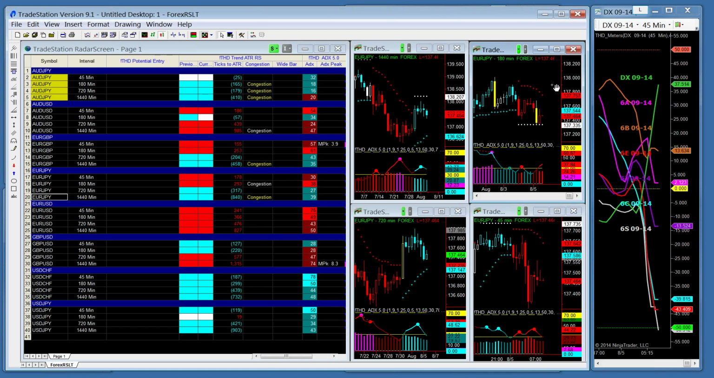Now, I don't like TradeStation Forex volume. I love the radar screen, but I don't like the volume in Forex. So I do use NinjaTrader with Candlestick data feed for Forex to monitor my volume. Does everyone understand that?